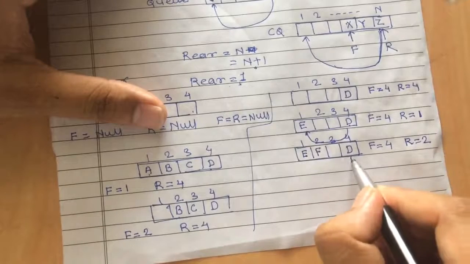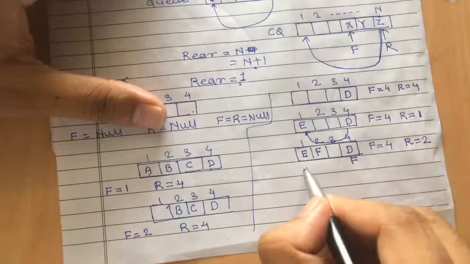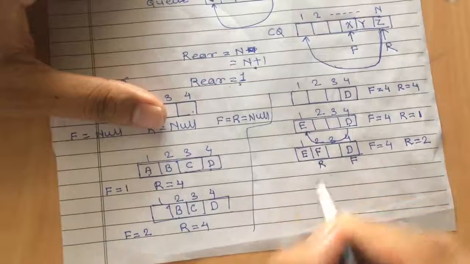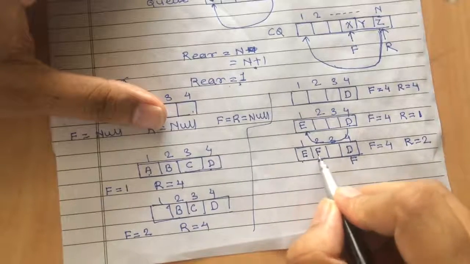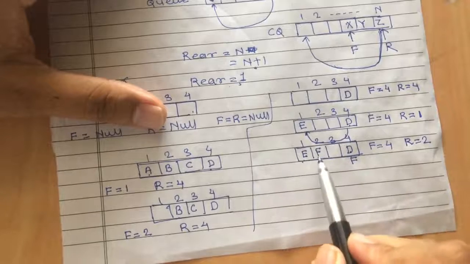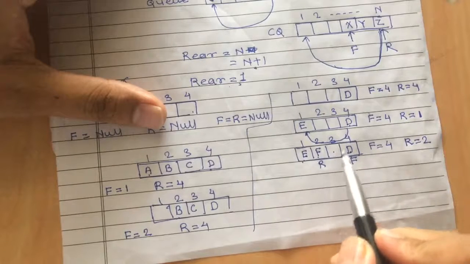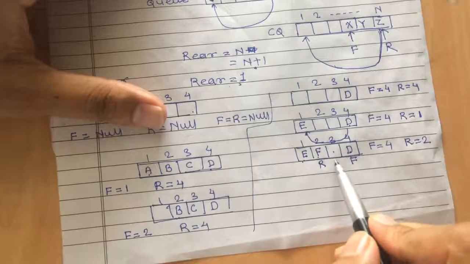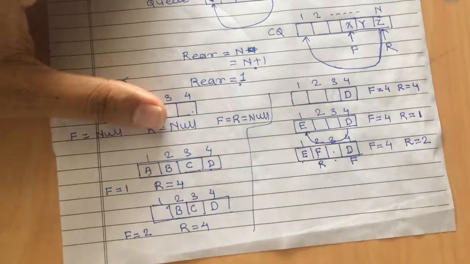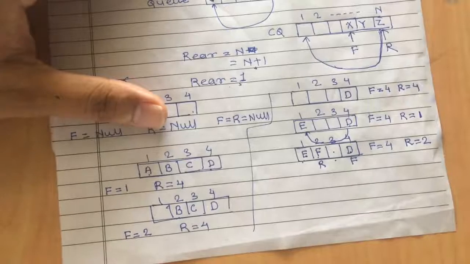So my front is over here and rear over here. Okay. So after D, E is there, and after E, F is there, and so on. Then after that, my rear will point over. Whenever I am going to insert any element, I will insert over here, and my rear will point to this location. Okay, so this is in case of insertion.